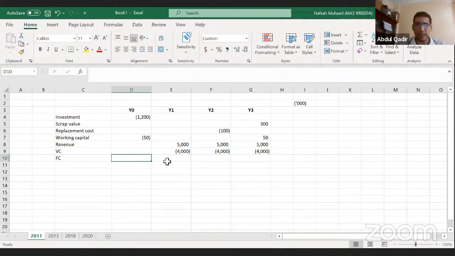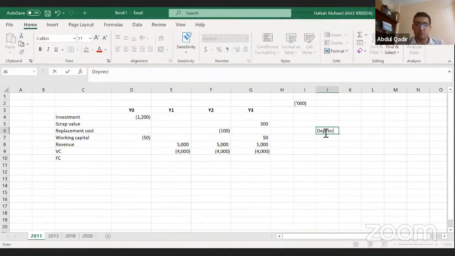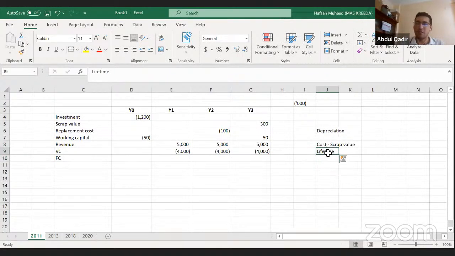Right? Fixed costs, it says 800,000, but this includes depreciation. But like I said, we don't include depreciation, so we need to remove depreciation from this 800,000. How do we do that? We calculate depreciation. How do we calculate depreciation? We take the cost of depreciation. What is the formula? So we go with straight line method, right? Cost minus scrap value divided by lifetime, right? Useful economic life, lifetime. So these are different words, right?